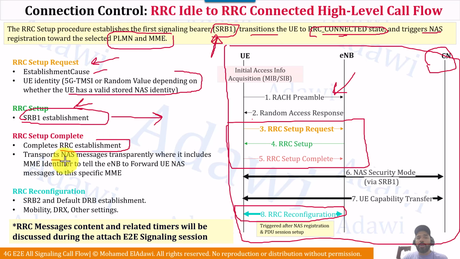Also, this will transport NAS messages transparently, and it includes the MME identifier to tell the eNB that it would like to forward the NAS messages to a specific MME. So within this message there is information that will later be transmitted to the core network through the so-called NAS protocol, which includes the capability and many different things. The eNB will just be transparent, and there will be direct communication between the UE and the core network. We'll discuss the exact contents in detail during the attach session.